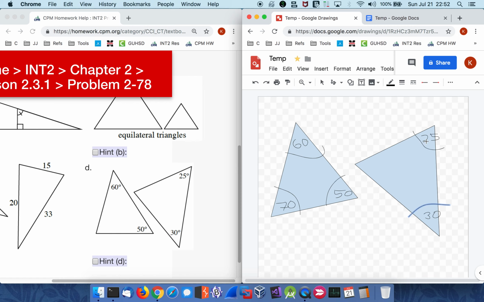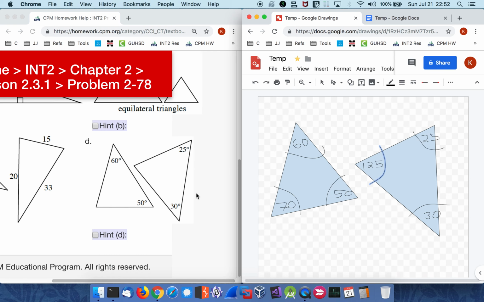Okay, and then 25 plus 30 is 55, right? And then 180 minus 55 is going to be 125. Is that right? 125. Well, come on, guys. These aren't similar triangles. No way, because if they were similar triangles, all the angles would have to be equal. The angles aren't even close to equal. Come on, man. So those are obviously not even similar.